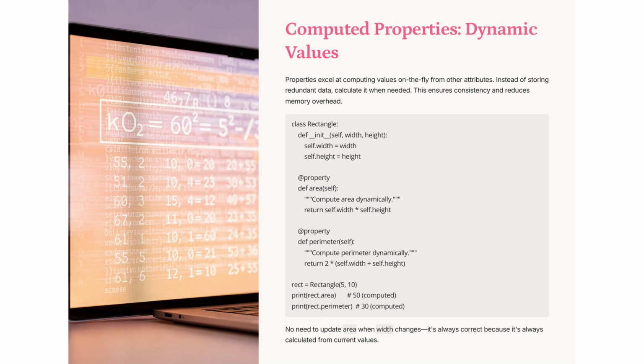Computed properties dynamically calculate values from other attributes, ensuring consistency and reducing memory usage. In a rectangle class, the area and perimeter are computed on the fly, eliminating the need for redundant data storage. This approach guarantees that changes in dimensions automatically reflect in the computed properties, maintaining accuracy without manual updates.